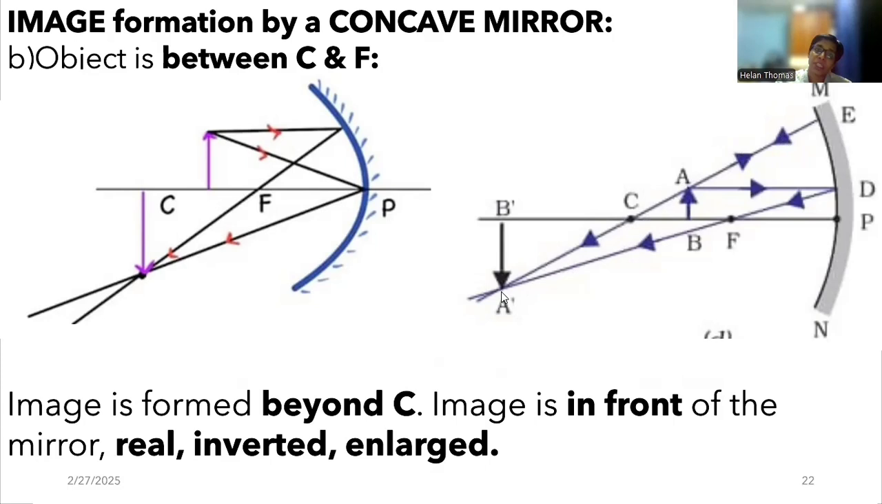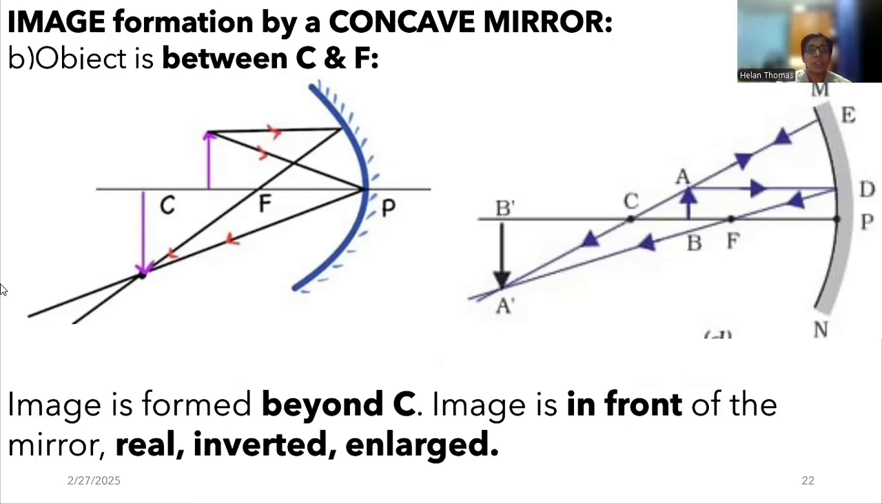So where are the two rays meeting? Here. From the principal axis you should draw the image, B prime, A prime. It is an inverted image. My time in Zoom is getting over. So the image is formed beyond C. The image is in front of the mirror. It's real, inverted, and enlarged.